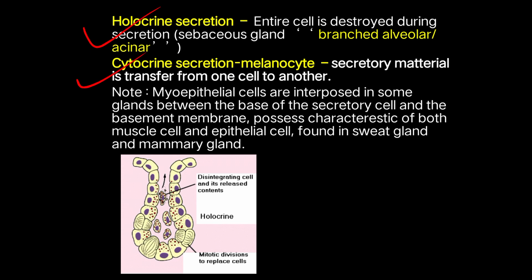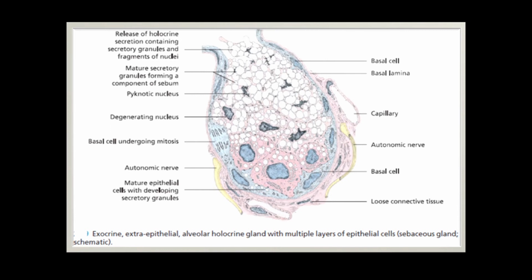And cytocrine is the next. In cytocrine secretion, the example is the melanocyte, meaning the secretory material is transferred from one cell to another cell. If you see here, this is the holocrine disintegrating cell, and they release the content like this. Mitotic division replaces the cell like this. This is an exocrine, extraepithelial alveolar holocrine gland with multiple layers of epithelial cells. So this is the sebaceous gland which is secreting holocrine, meaning you can see the whole cells of the gland are coming into the secretion.